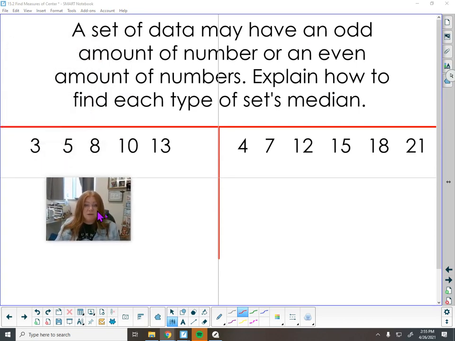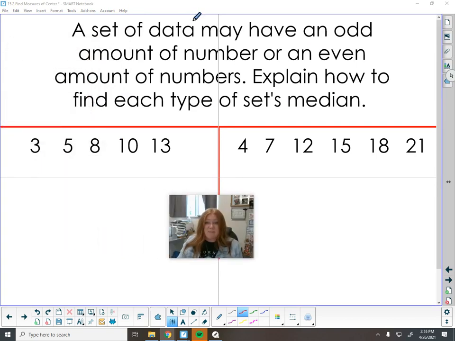So a set of data may have an odd amount of numbers or an even amount. So this one here has 1, 2, 3, 4, 5. This set has 1, 2, 3, 4, 5, 6. So they have already so nicely been put in order for us. So we want to find the median. So let's start over here. How would we find the median, the middle number, out of this set of data?